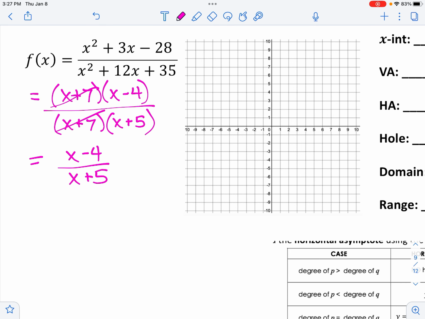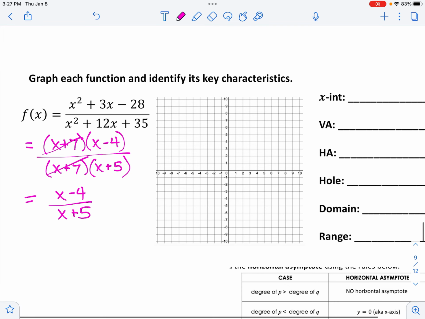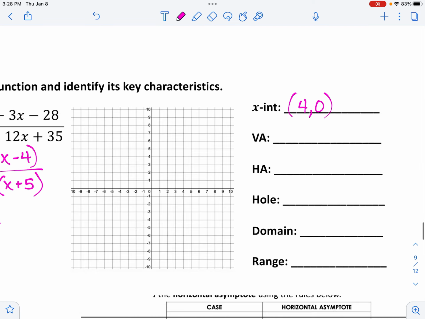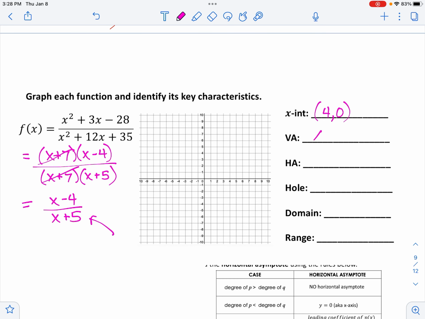Okay, so if I look at the numerator and make that equal to 0, that gives me my x-intercept. So that would be, when does this equal 0, right? That would be when x is 4. So my x-intercept is 4, 0. All right, in the denominator, that's my vertical asymptote. So this would be when x is equal to -5.